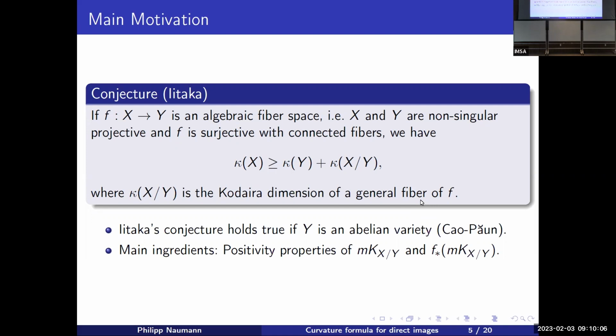So actually the positivity properties of both objects are somehow closely related. And there's also some inequality which relates those two objects somehow, the m times relative canonical and the determinant of the, or the pullback of the determinant of the push forward. And this is also used in their work.